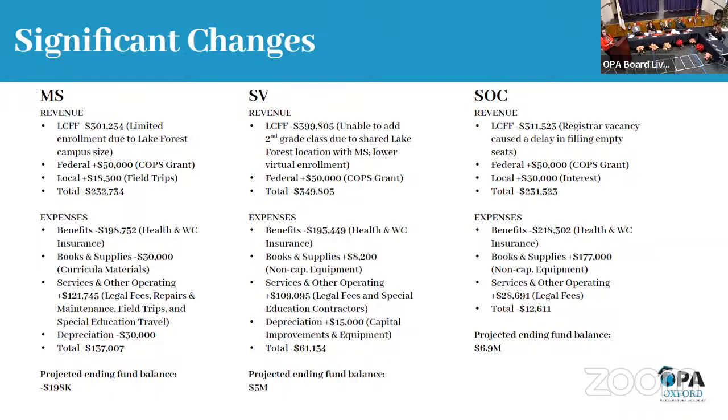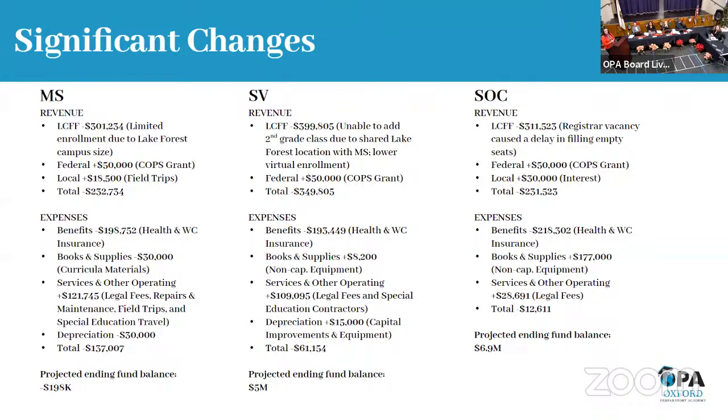Under services and other operating expenses, we are adding an additional $122,000 for the middle school. This is represented by legal fees, repairs and maintenance, field trips, and special education travel expenses. For SV, we're adding an additional $109,000, reflected due to legal fees and special education contractors. And for SOC, we're adding an additional just under $29,000, which represents legal fees.